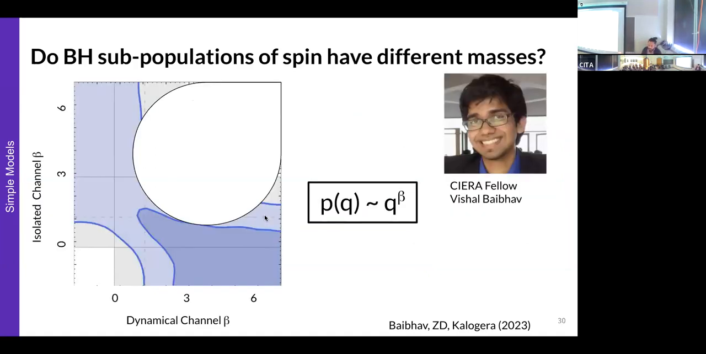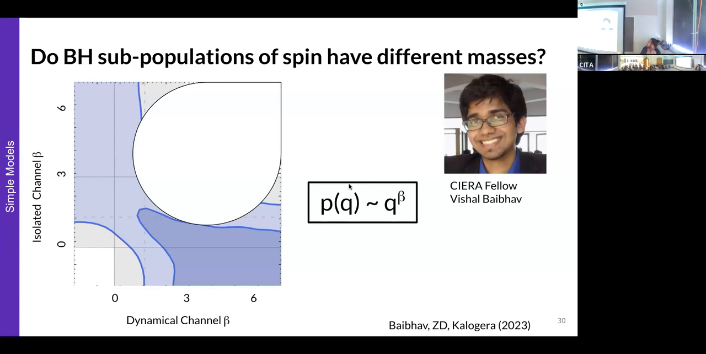So we tested this. This was some work with Sierra fellow Vishal Vaibhav. What Vishal did was he said that the mass ratio distribution, where q is the mass ratio, let that distribution be a power law in the mass ratio and give it some flexible parameter beta. If beta is very large, that means that the objects that are merging tend to have very similar masses. If beta is low or negative, then they're very dissimilar masses.